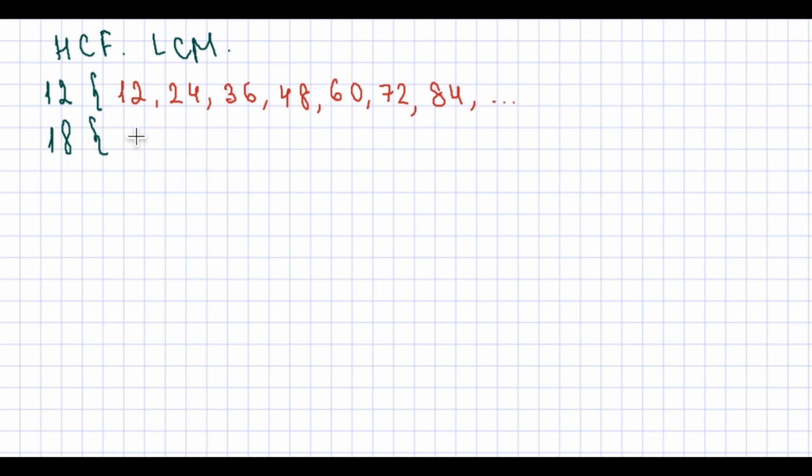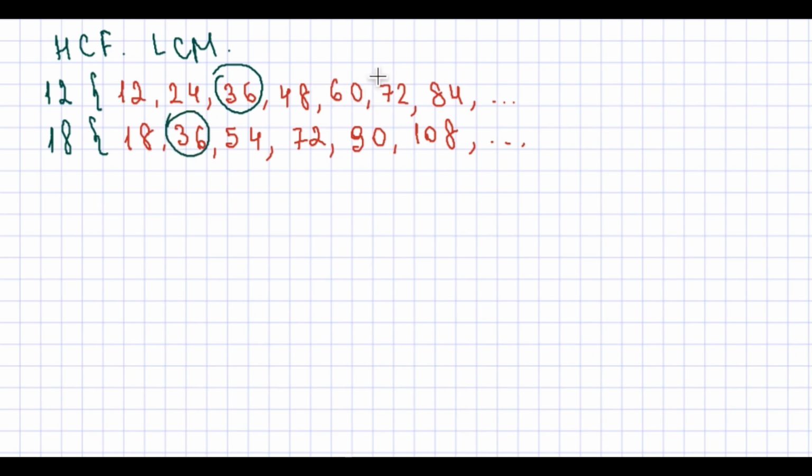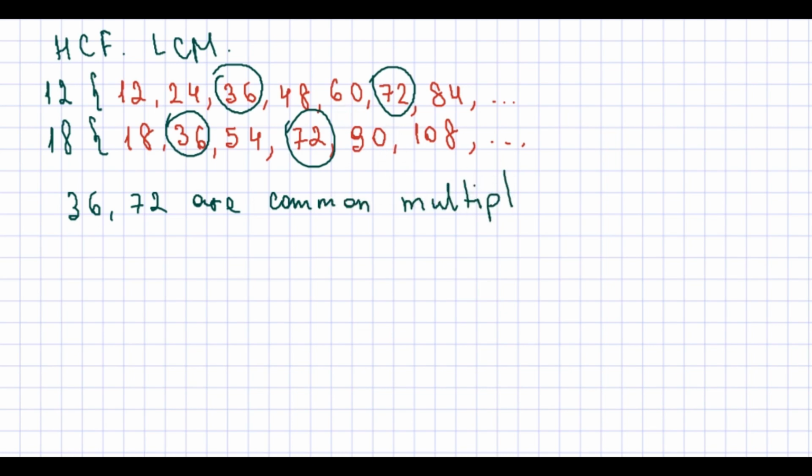Let us start to write multiples of 18. They are 18, 36, 54, 72, 90, 108, and so on. Now I want to circle the common multiples of 12 and 18. And here I see two of them. 36 and 72 are common multiples of 12 and 18.